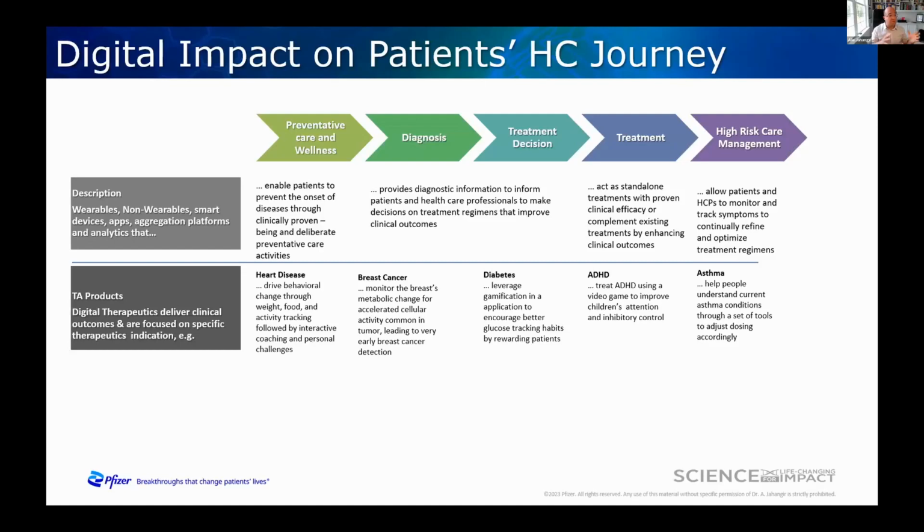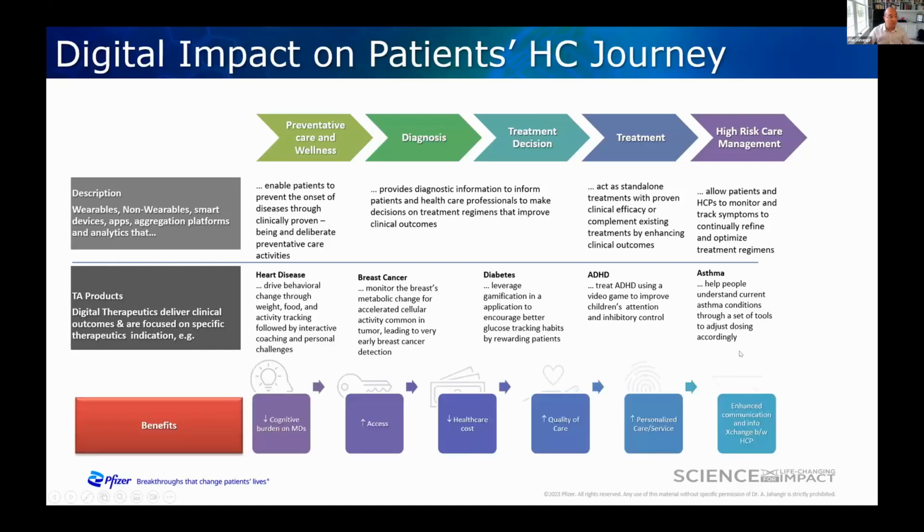When it comes to diagnosis and treatment decision, breast cancer, there's a company out there that monitors the breast metabolic change for accelerated cellular activity common in tumors, leading to a very early detection of breast cancer. And same thing with diabetes, where they use gamification in an application to encourage better glucose tracking and treatment. And when it comes to high-risk care management, asthma, it helps people to understand the current asthma condition through a set of tools to adjust dosing accordingly.